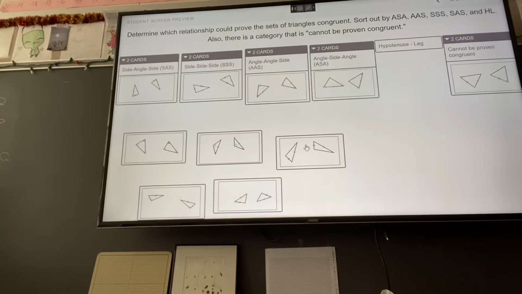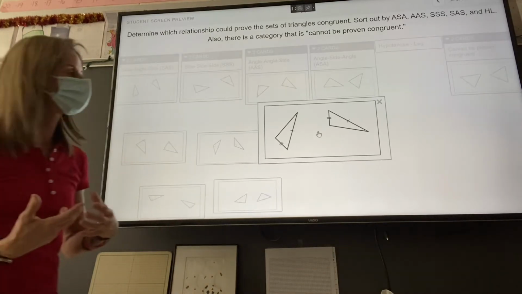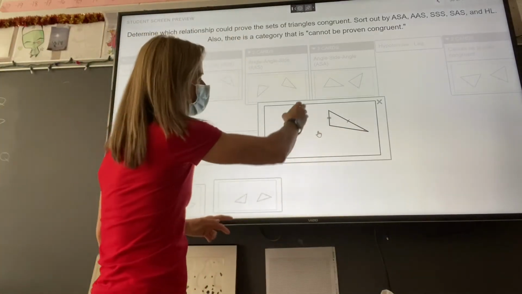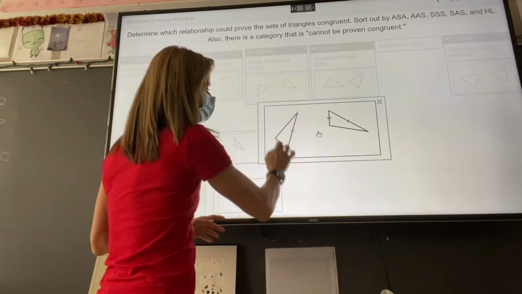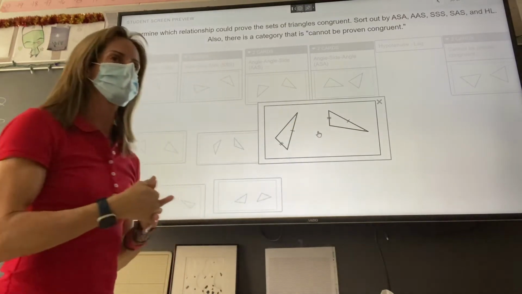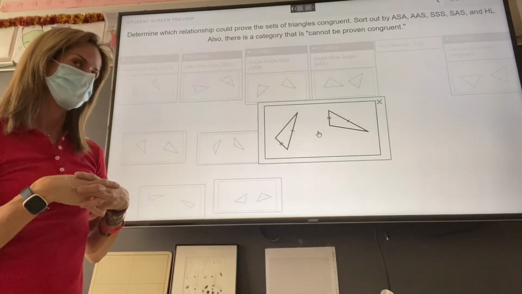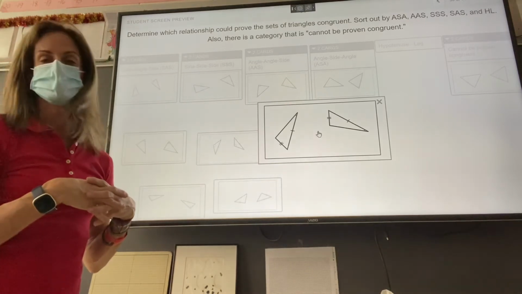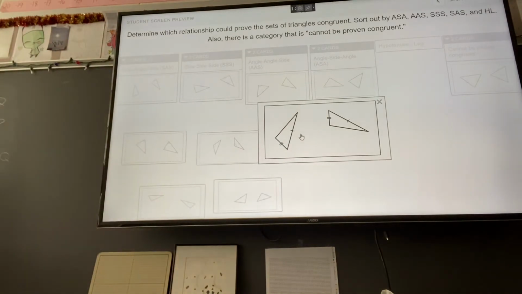Angle, side, angle. Yeah. All right, this one. This is kind of hard to see, but we do have this angle right here. And it's on the outside of the 2 sides. So we have angle, side, side, or side, side, angle. So what's that? Cannot be proven. Right, because it's not one of our ways to prove triangles congruent.